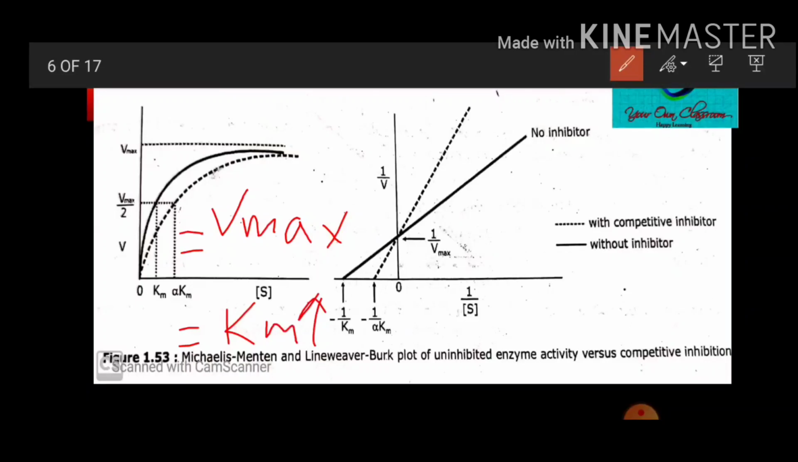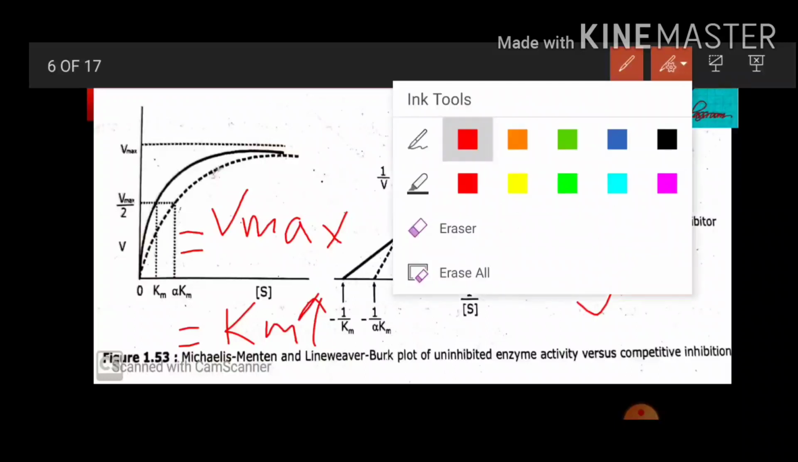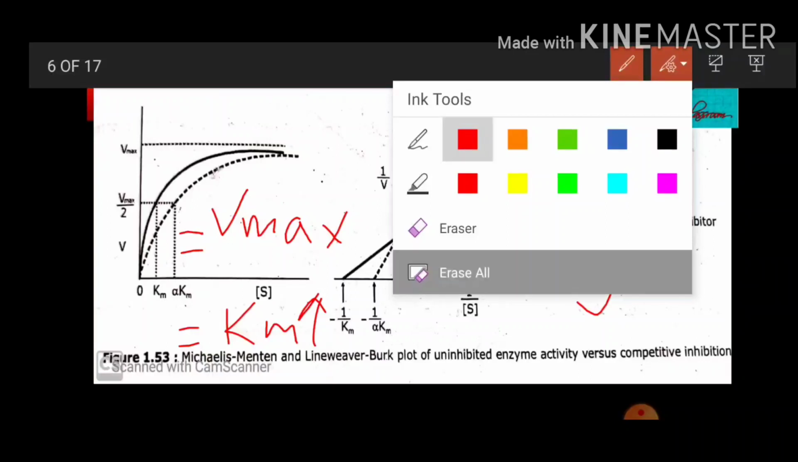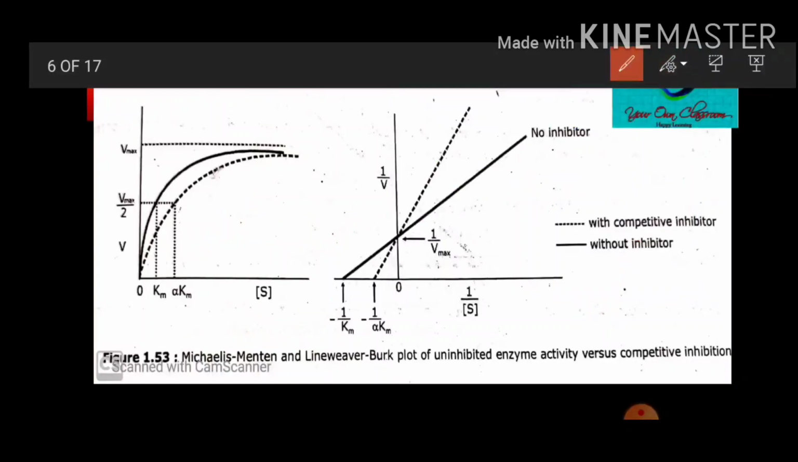Now let's look at another plot. This is called the Lineweaver-Burk plot, and it is obtained by taking the reciprocal of the Michaelis-Menten equation. So from this plot also it is very clear that Vmax is the same for both the normal and the competitive inhibitor case. As you can see, this is CI and this is the no inhibitor case. So the Vmax is the same, but you can clearly see that the Km is increasing. That means in order to achieve the same Vmax, we have to provide more substrate.